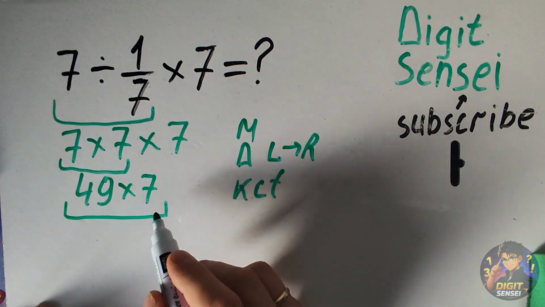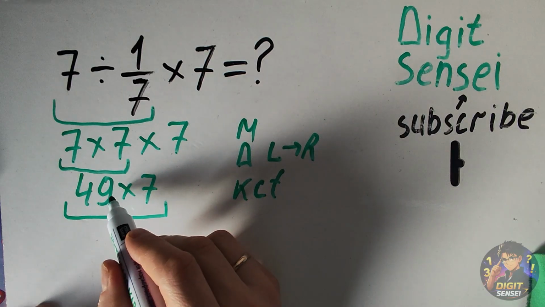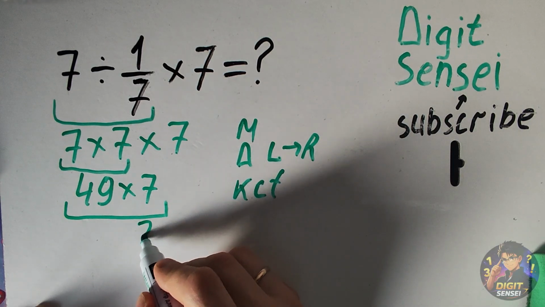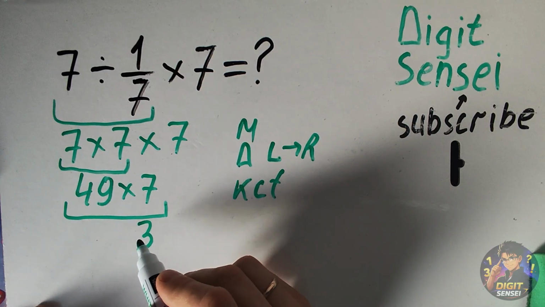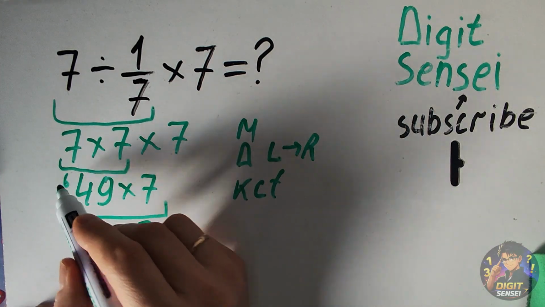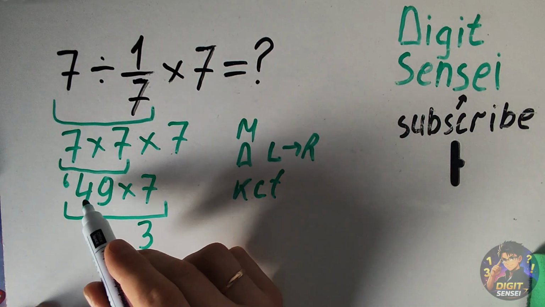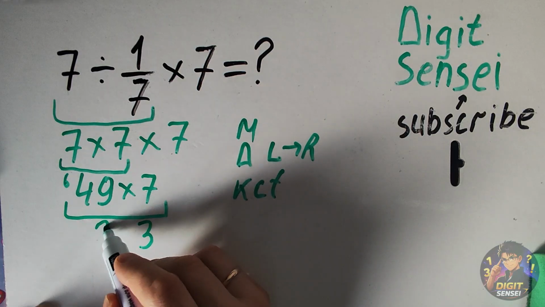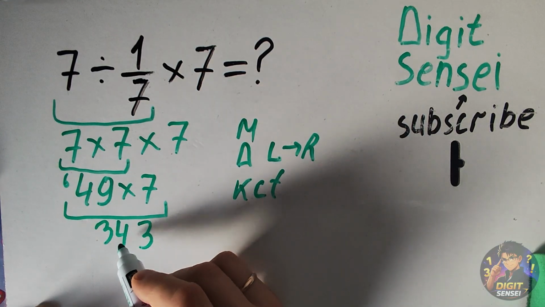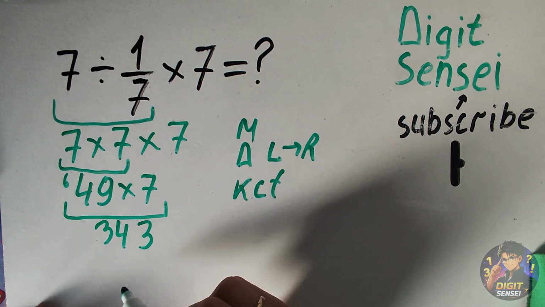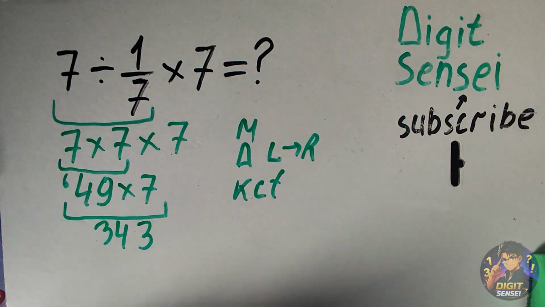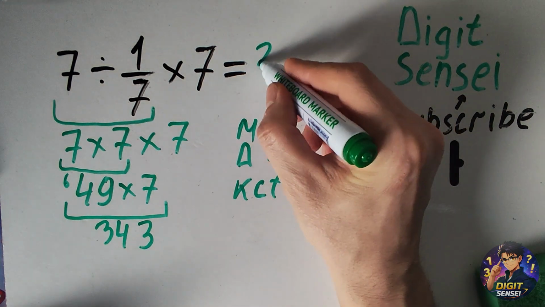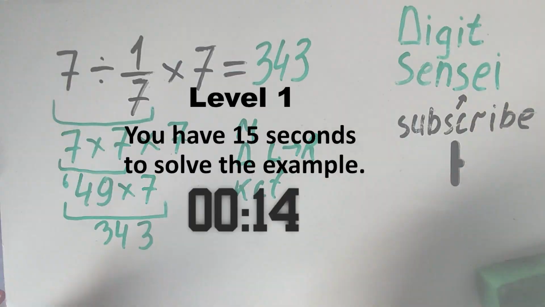7 times 9 gives us 63. So we write 3 here and carry 6 here. 7 times 4 gives us 28, and 28 plus 6 gives us 34. So 343. And this is our final answer to this problem. The correct answer is 343.